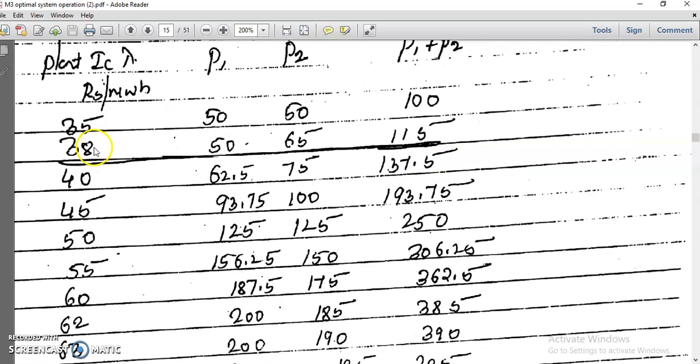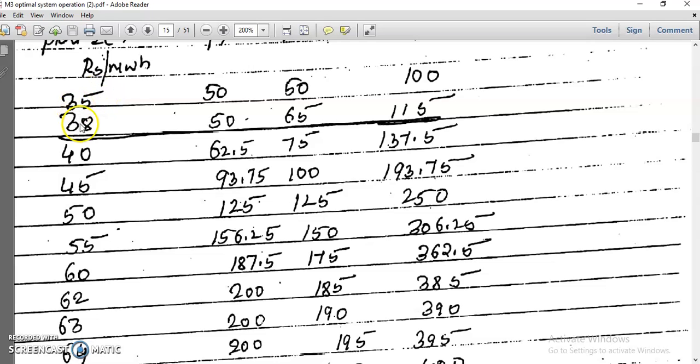That is 35 rupees per megawatt hour. Now I am taking another value, 38. You can take 36 also, no problem. Find it for 36, and again find it for 38. For 38 we got P1 as 50 and P2 as 65, so the total is 115. Again find it for 40, and again substitute 45 in both P1 and P2 and find.